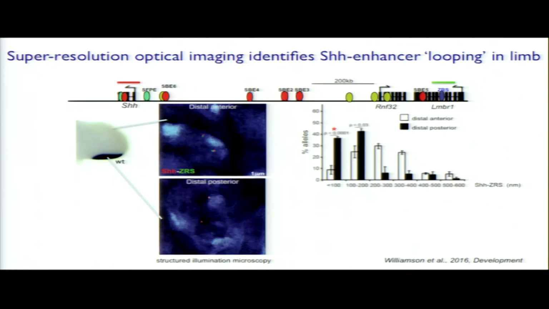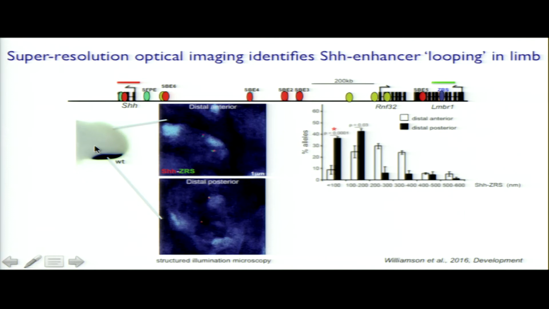A great thing about a large complex genome like the mammalian genome is it's really amenable to light microscopy, particularly now that we have super resolution optical microscopy. So here we're using structured illumination microscopy. We have a resolution limit of just under 100 nanometers here. This was an experiment done by my postdoc Ian Williamson together with Bob Hill's lab.